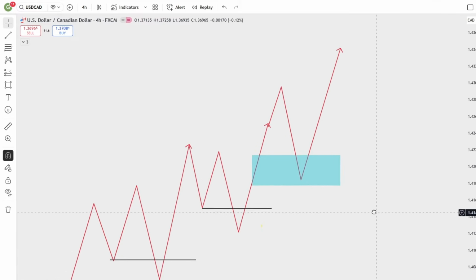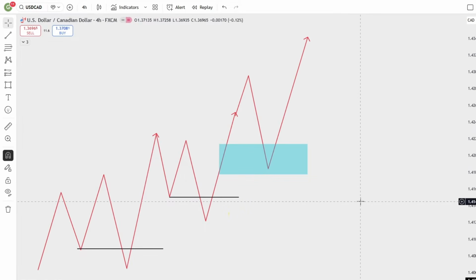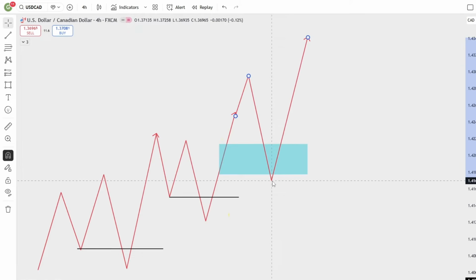fair value gaps. And why are fair value gaps liquidity for us, and especially why are fair value gaps internal liquidity? Well, first, fair value gaps are internal liquidity because they are in the internal part of the movement. That's very easy. But the second part, the inverse fair value gaps, are liquidity because it's the same thing that happens in the manipulation.